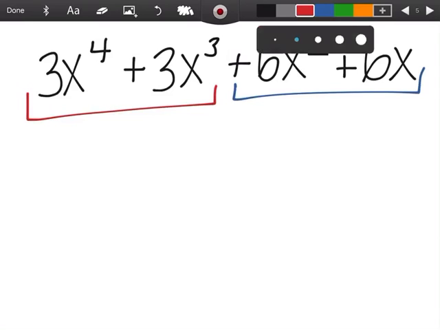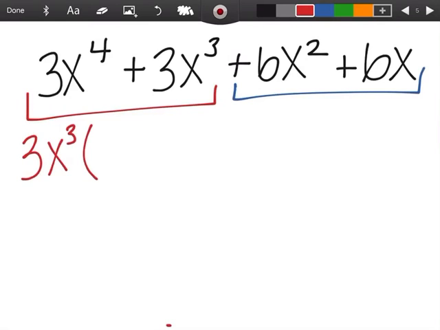I say, what do 3x to the 4th and 3x to the 3rd have in common? Well, they have a 3x to the 3rd. And when I divide 3x to the 4th by 3x to the 3rd, 3 divided by 3 is 1, and x to the 4th divided by x to the 3rd is just x. When I divide each term by 3x to the 3rd, when I take 3x to the 3rd and divide by 3x to the 3rd, everything cancels out.